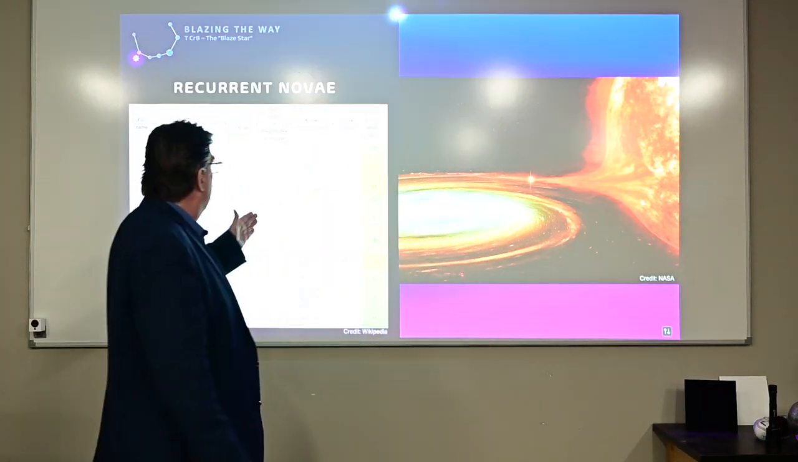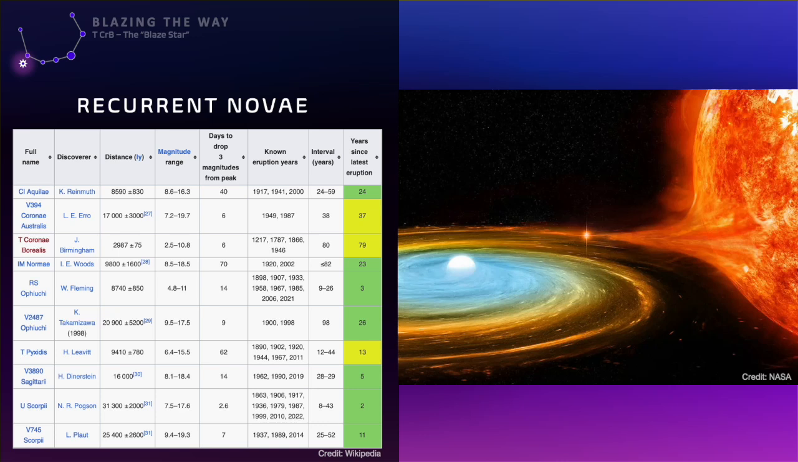And here they are. Now here we're able to see the names on the far left of each of those recurrent nova, and in red we have T Coronae Borealis. You'll see the name of the discoverer in the next row, and then you'll also see in the next column we have the distance. We can see our distance of T Coronae Borealis at 2,987 light years, so nearly 3,000 light years. The next column is our magnitude range, 2.5 to 10.8.